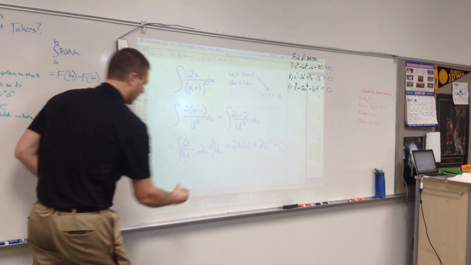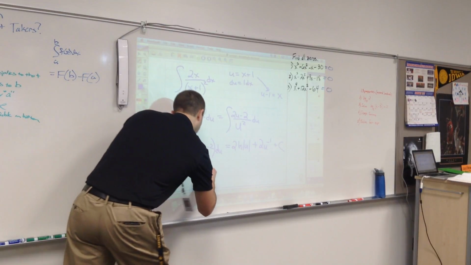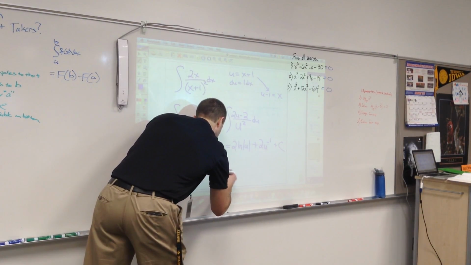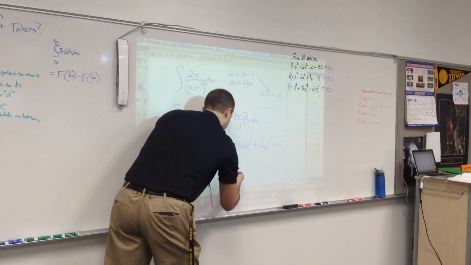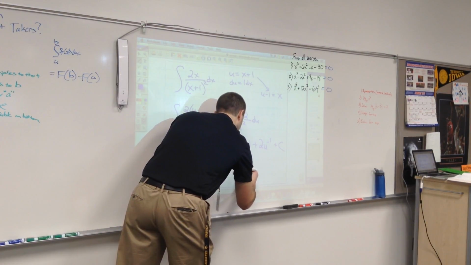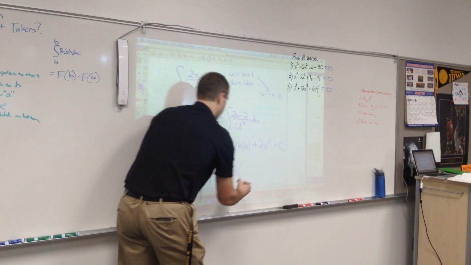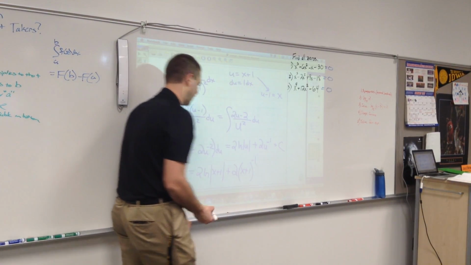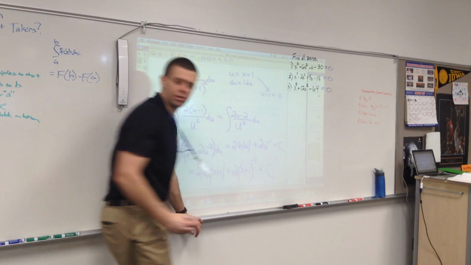And then you've got to plug in what your u is equal to. So 2 natural log of x plus 1, plus 2 times x plus 1 to the negative 1 power. If you want to put that on the bottom, that's fine. And then plus C.